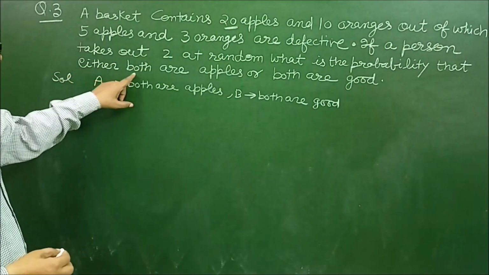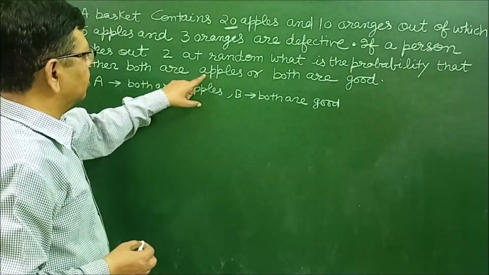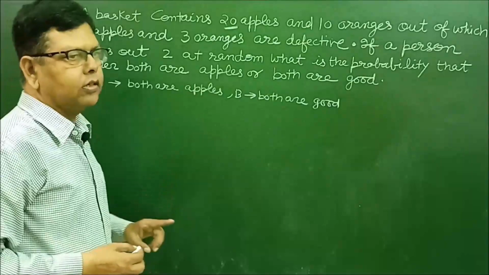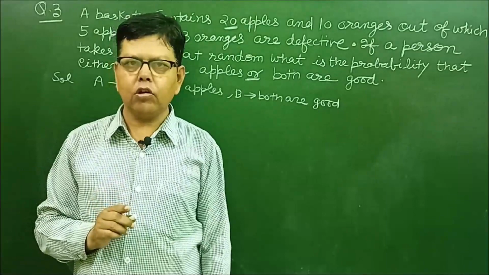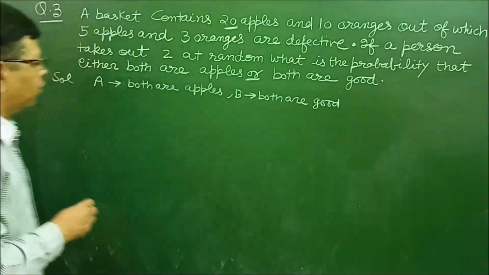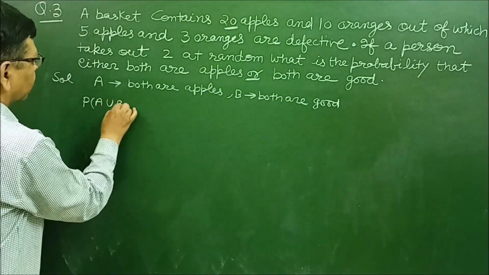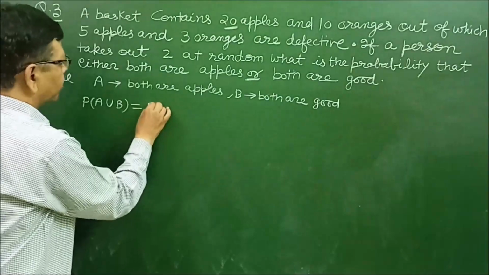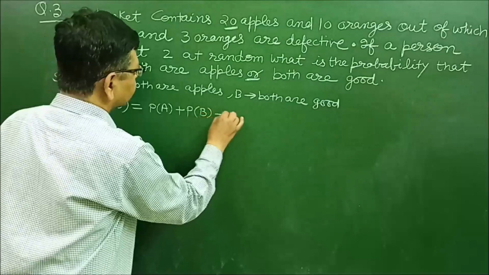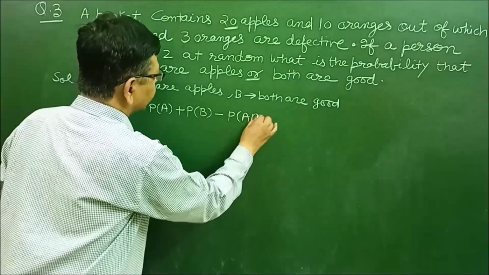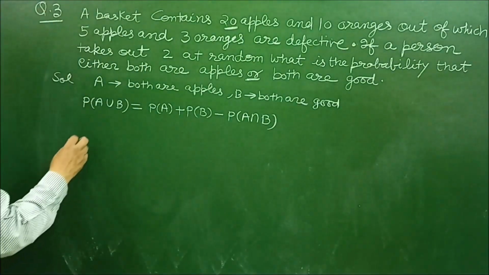From the last line you can see, find the probability that both are apples or both are good. Or is here. Or means you will apply addition theorem of probability. So probability of A or B, that is A union B, is equal to probability of A plus probability of B minus probability of A intersection B. Let us find the 3 probabilities separately.